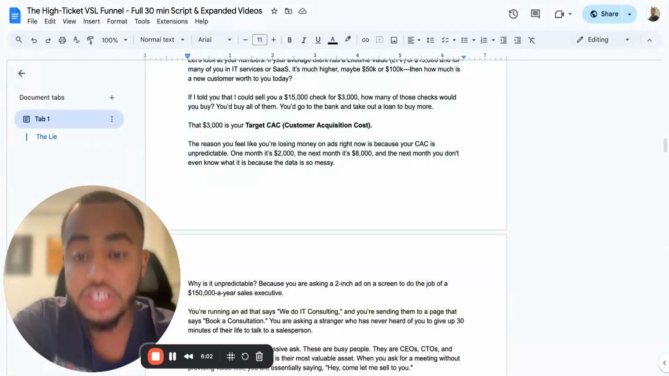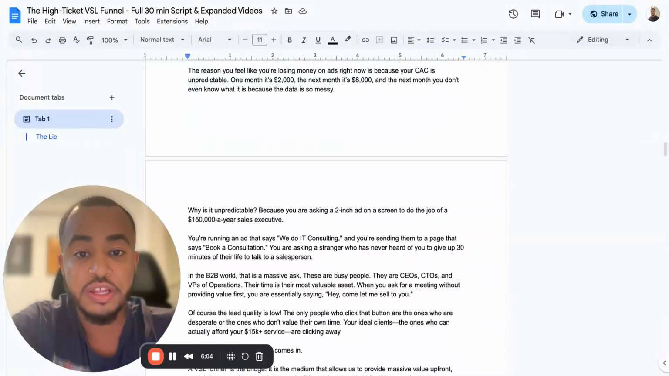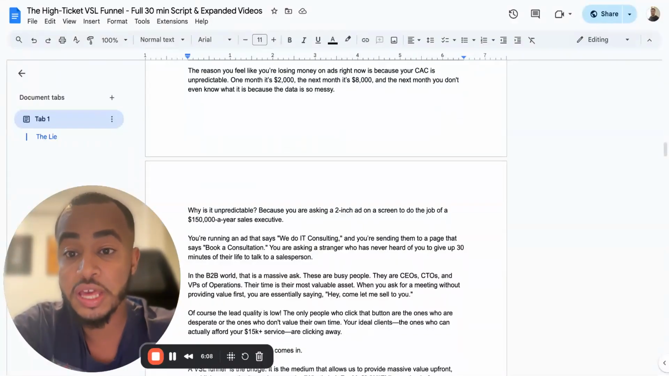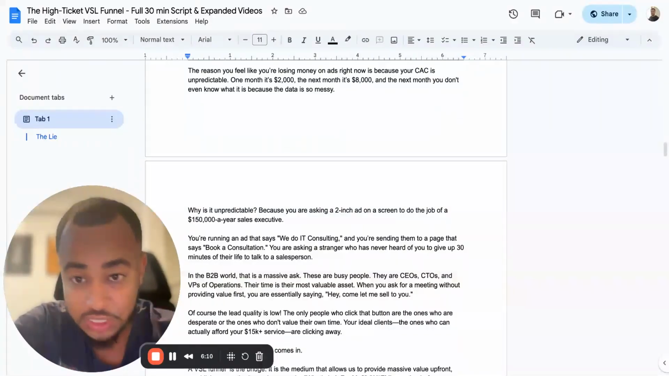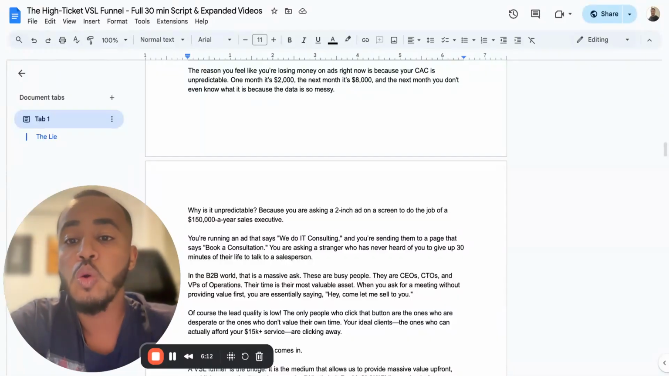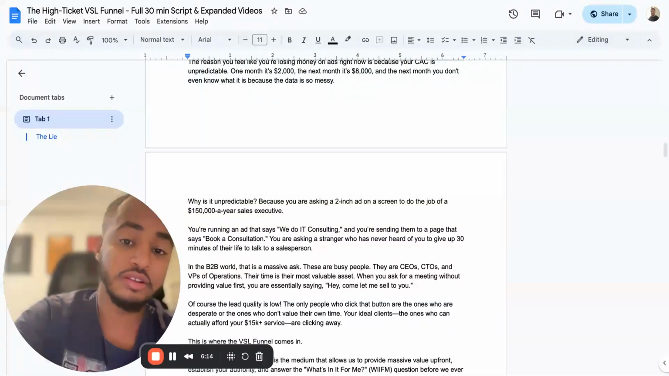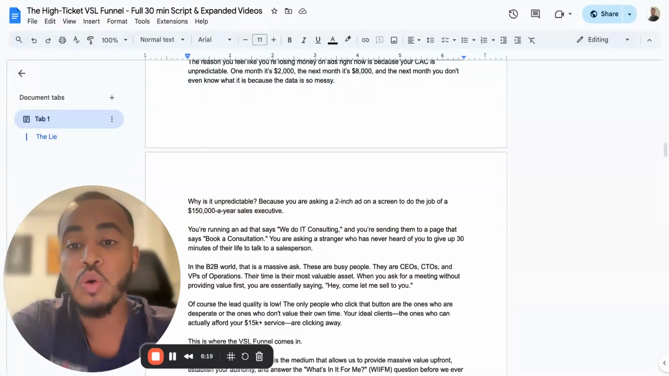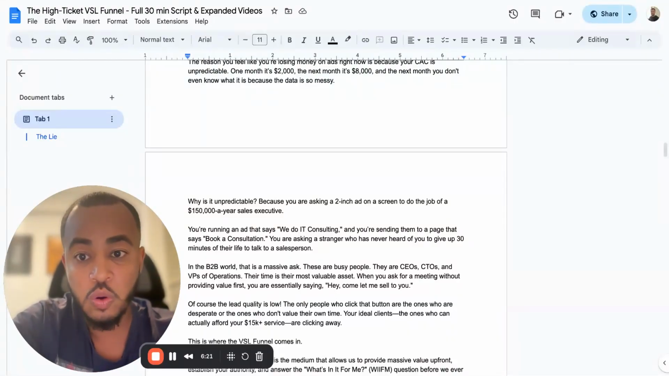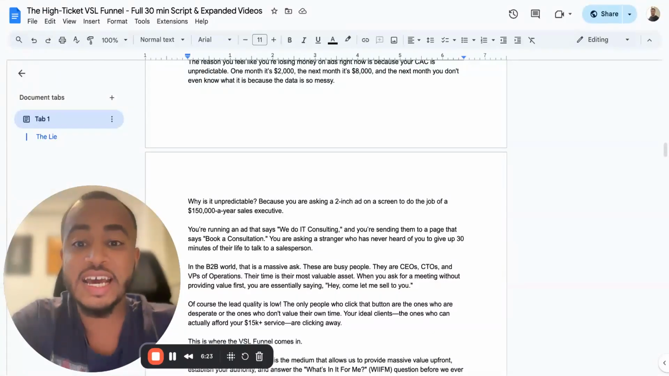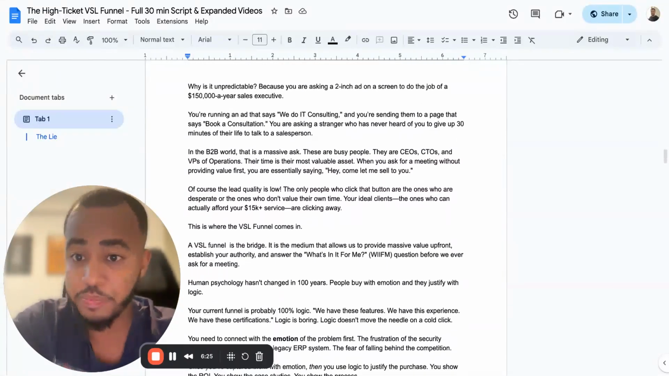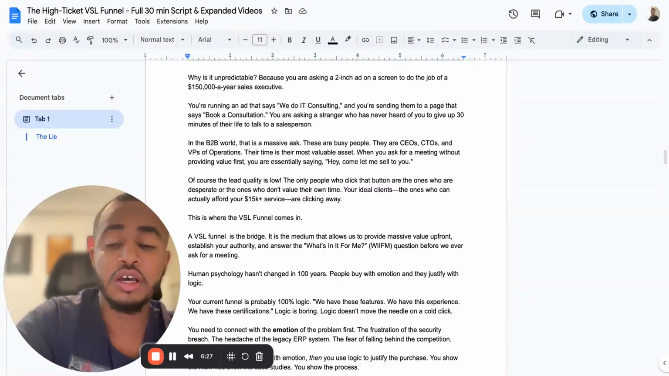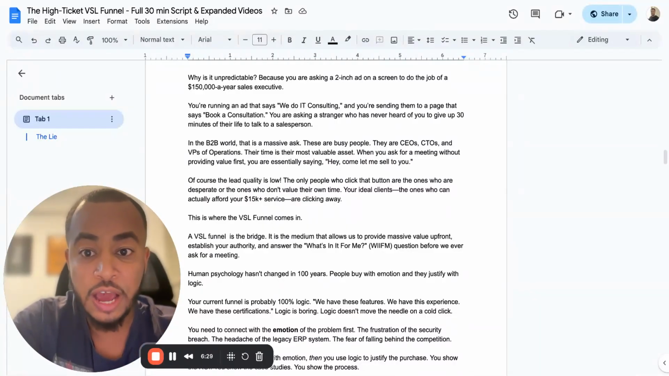The reason you feel like you are losing money on ads right now is because your CAC is unpredictable. That's the most important thing. One month it's 2 grand, the next month it's 8 grand, the next month you don't even know what it is because the data is so messy. That's the real problem. Why is it unpredictable?